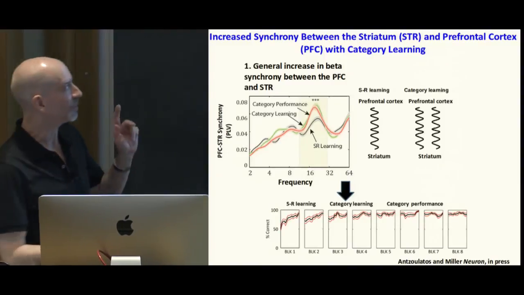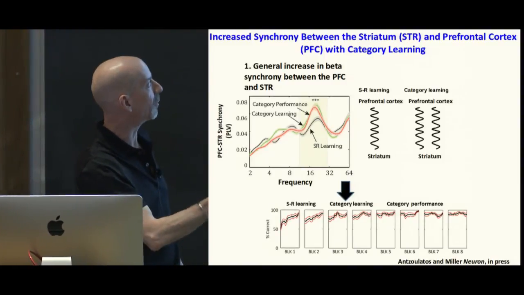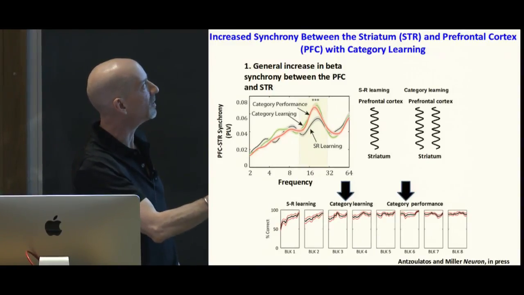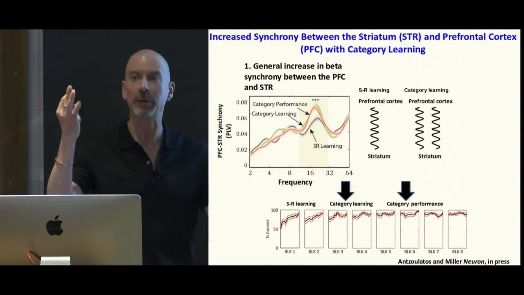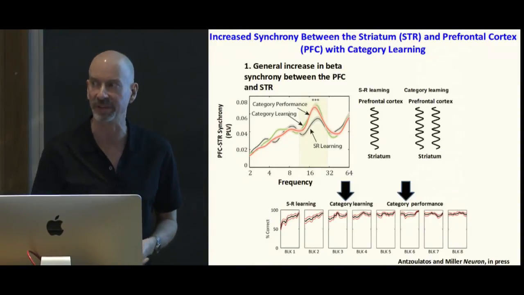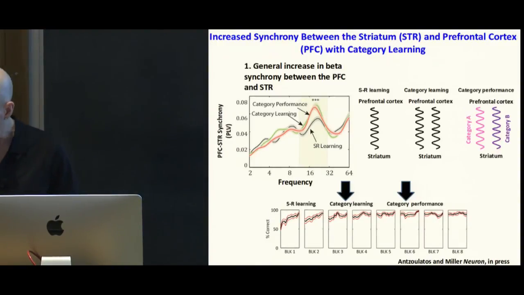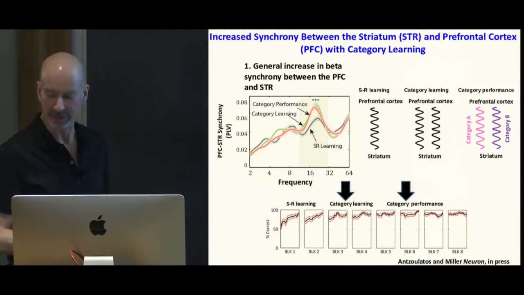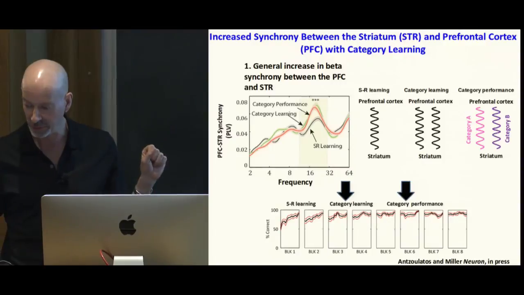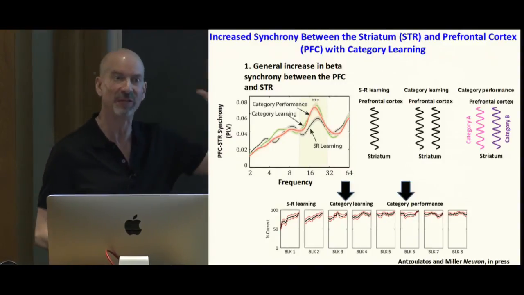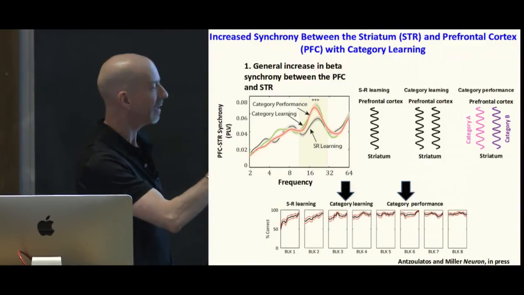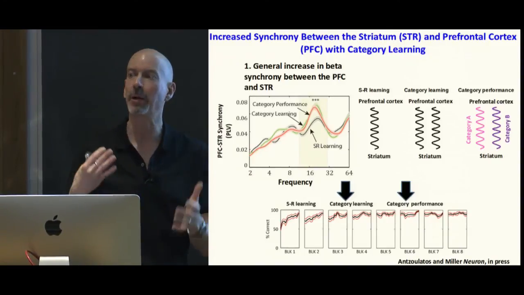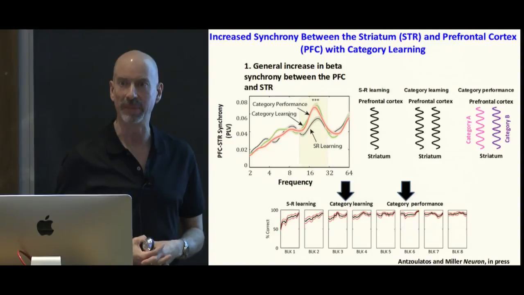So that's what's illustrated here. During SR learning, there's some baseline level of synchrony between the prefrontal cortex and striatum. When the monkey switches to category learning, there's an increase in beta band synchrony between the prefrontal cortex and striatum. Now, what about category performance? There we found something a little bit different. What we found, first in cartoon form, is that at the end of learning, when the monkey finally fully acquired the categories, this general increase in beta synchrony resolved itself to category-specific patterns of beta synchrony.